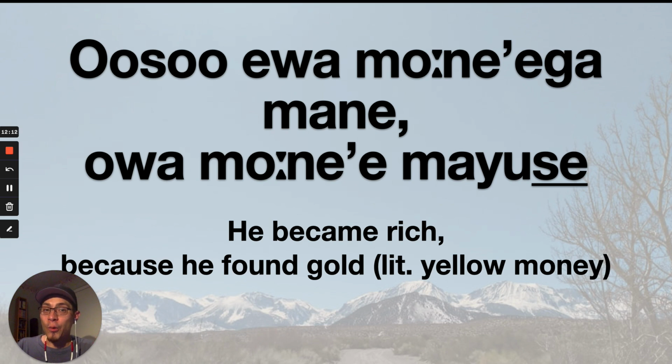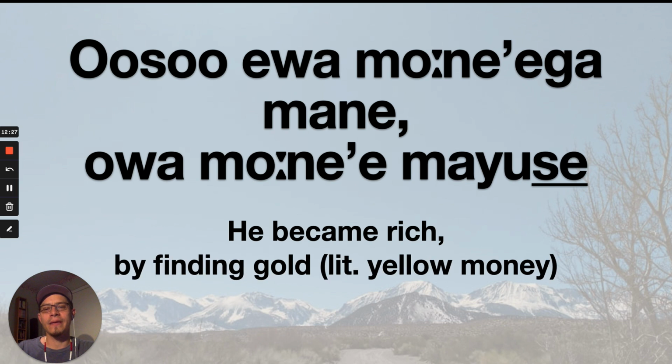Usu iwa moni igamani, owa moni imayushi. He became rich because he found gold, which is literally owa moni, means yellow money. Another way to translate that is he became rich by finding gold. So owa moni imayushi, he found gold. That's what occurred first. Then he became rich.